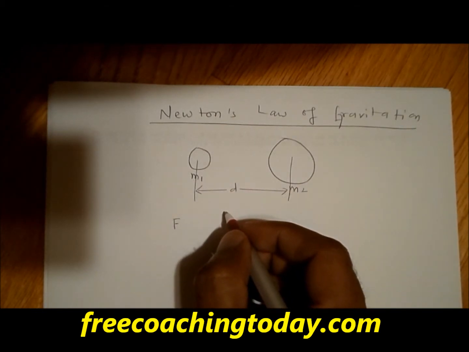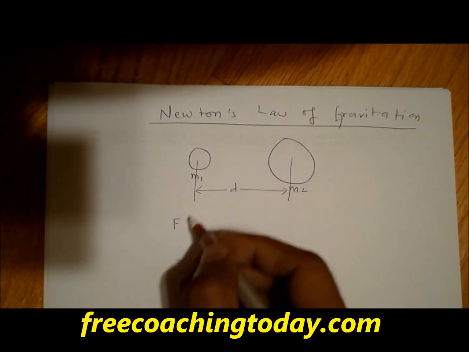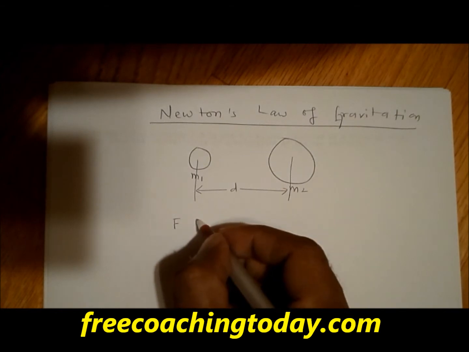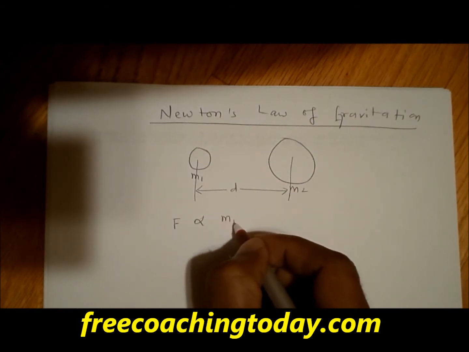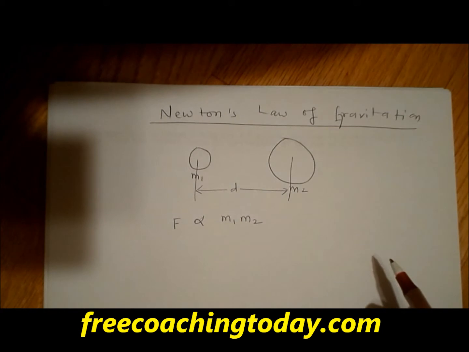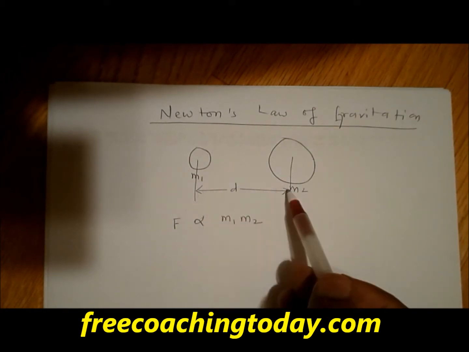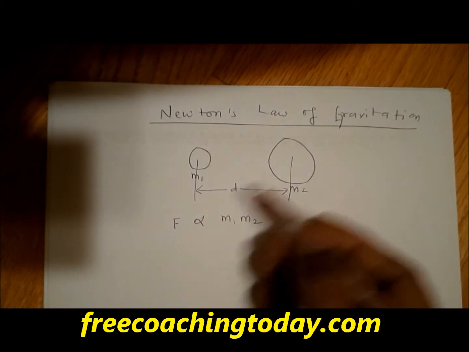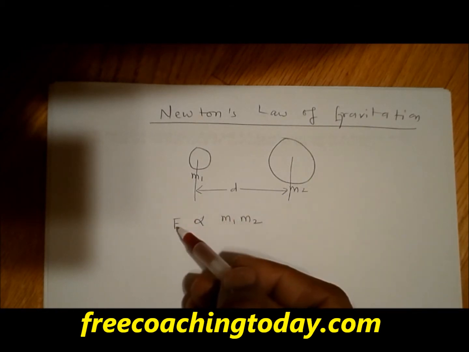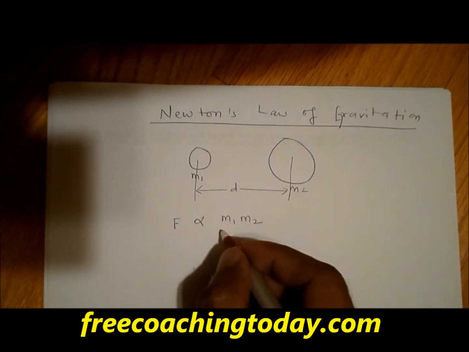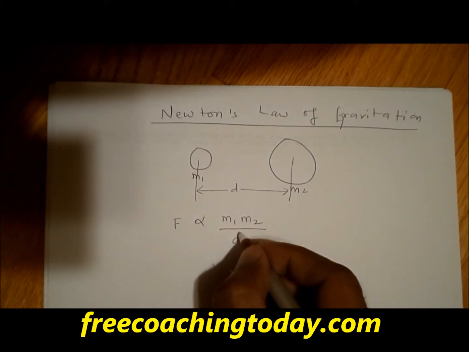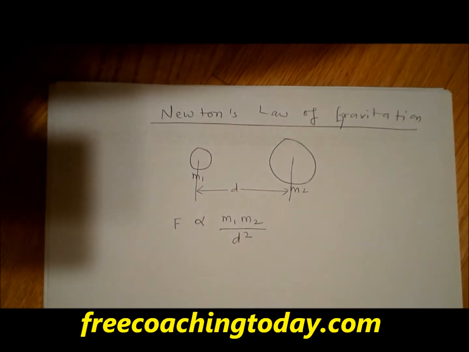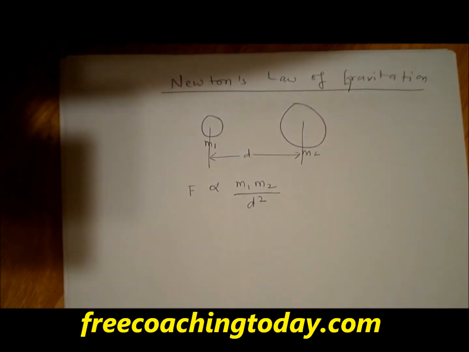these two particles in such a way that if you double this mass, the force will double. If you double the other mass, the force will double. In other words, the force is directly proportional to the masses m1 and m2. The other rule says that if you double the separation between these two particles, the force will become 1/4. In other words, this force is inversely proportional to the square of the distance between them. So F is directly proportional to m1 m2 divided by d square.